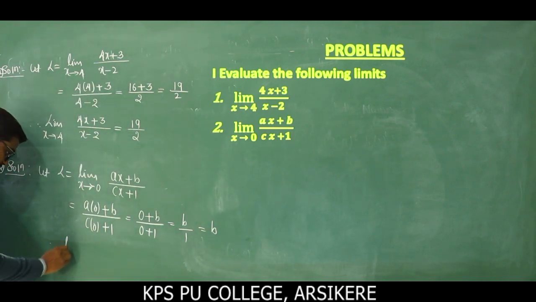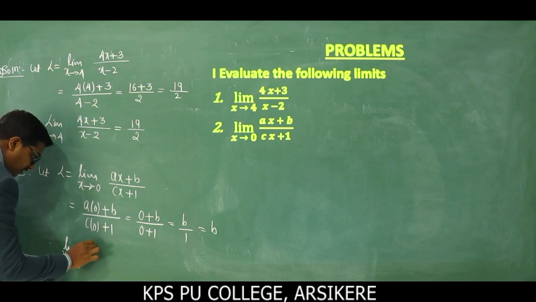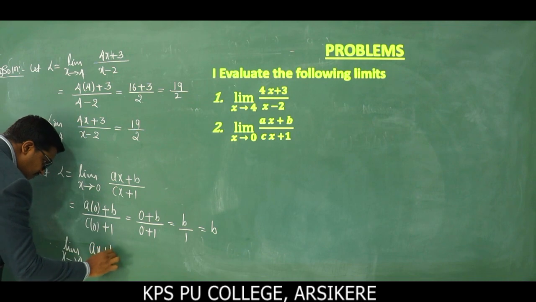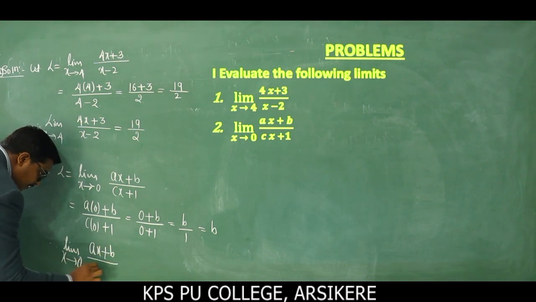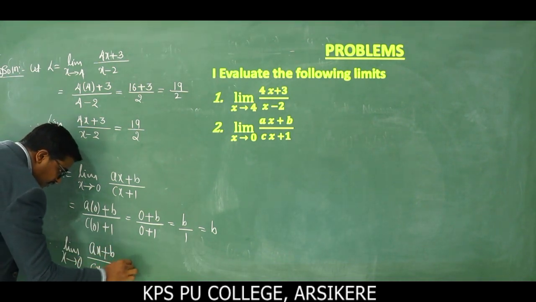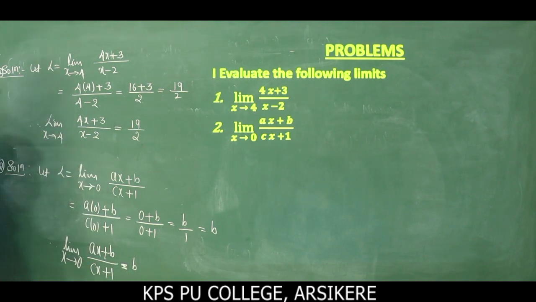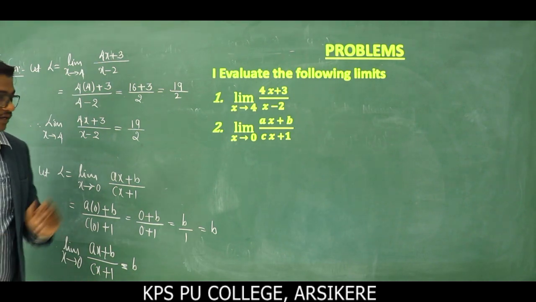Therefore limit as x approaches 0 of the function (ax plus b) divided by (cx plus 1) is equal to b. So this is our required limit. Understood, children? Take a pause and note all the things I have written here.